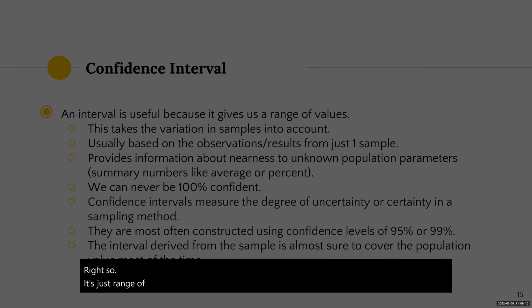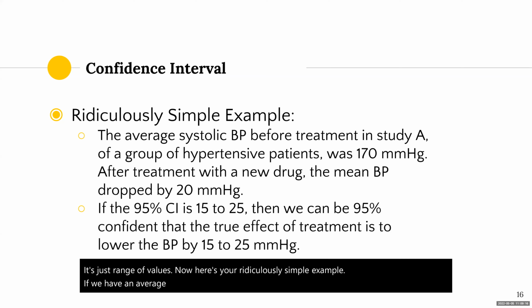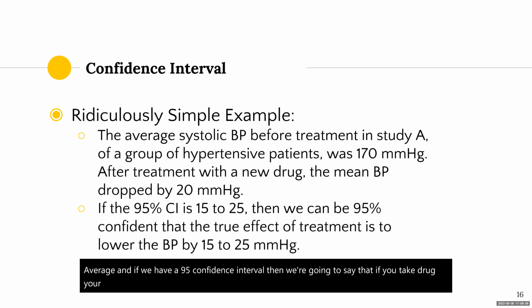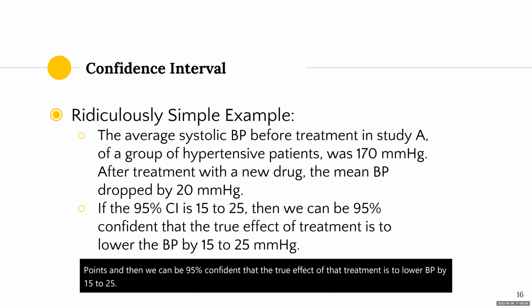Now here's your ridiculously simple example. If we have an average systolic BP before treatment in study A, and we have a group of hypertensive patients, and the average was 170, right, after treatment, it drops 20 on average. And if we have a 95% confidence interval, then we're going to say that if you take drug A, your blood pressure is going to improve by 15 to 25 points. And then we can be 95% confident that the true effect of that treatment is to lower BP by 15 to 25 points. Hope that makes sense.